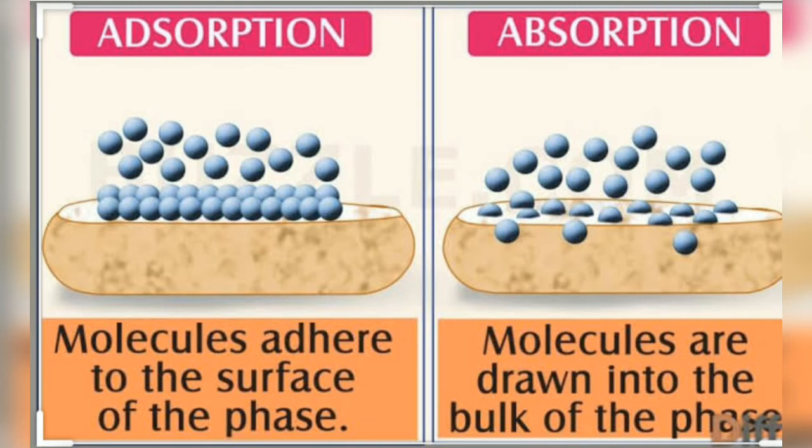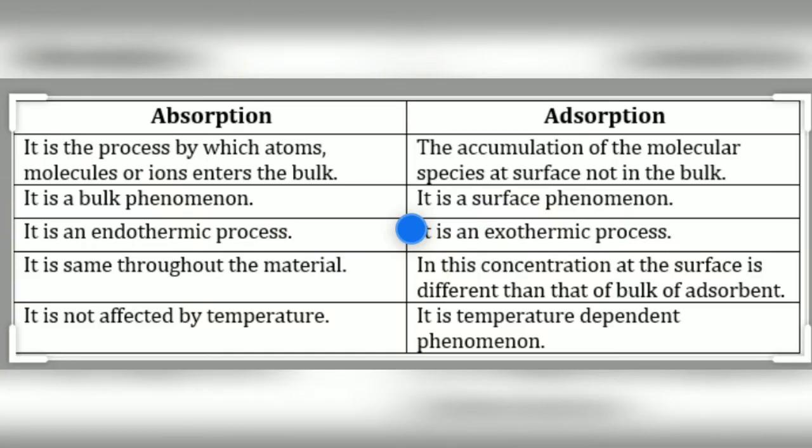Now you can see AD adsorption is located on the surface. Molecules adhere to the surface of the phase. In absorption, AB, the molecules are drawn into the bulk of the phase, meaning they go inside it. Is it clear? Next, absorption is a process by which an atom, molecule or ion enters the bulk. Adsorption is the accumulation of molecular species on the surface, not in the bulk. We say absorption is a bulk phenomenon and adsorption is a surface phenomenon.